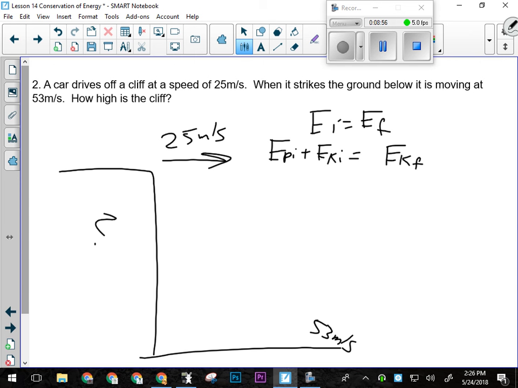Now I want to plug in my formulas. That's always my next step. These are very much find the pattern and replicate the pattern kind of questions. So we have M times G times H initial plus 1/2 M V initial squared equals 1/2 M V F squared. We are looking for the height of the cliff, which means we're looking for HI. So what should I move?